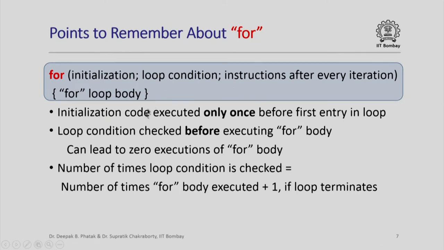Clearly, the number of times the loop condition is executed is 1 plus the number of times the loop body is executed, because the last time the loop is executed, if the loop terminates, the loop condition will evaluate to false that last time and the loop body will not be executed that last time. Therefore, the number of times the loop condition is checked is the number of times the for body is executed plus this one last time when the loop condition evaluates to false and control comes out of the loop.